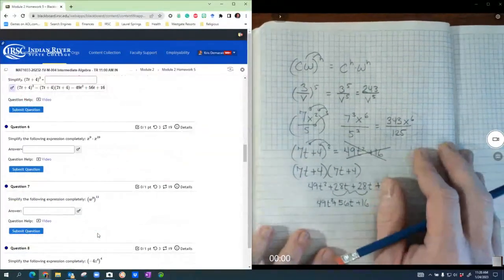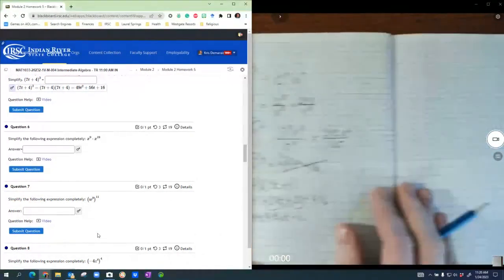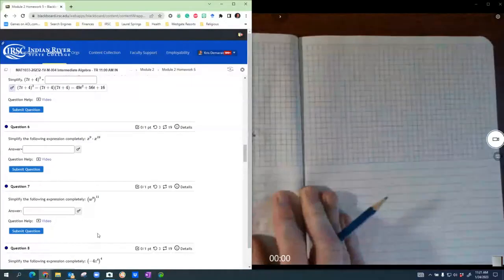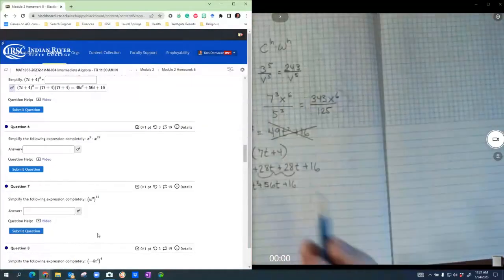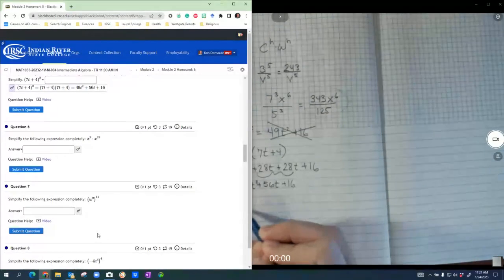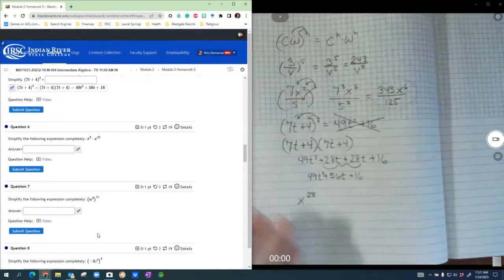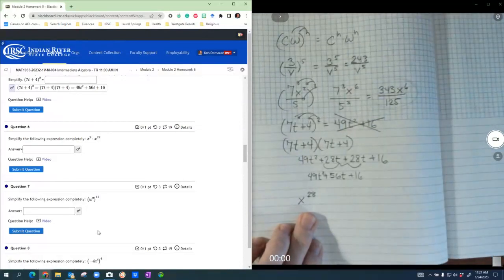So now, they're not giving any more rules. You just have to go ahead and apply the rules. Okay, so here, to simplify this, you have the same base. We're going to add the exponents together and get 28, and we're done with it. That's the answer. Sorry, so x raised to the 28th power.